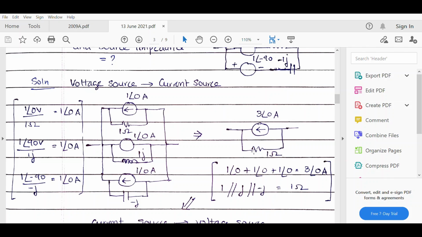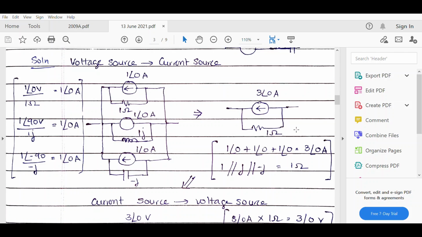Now to find the equivalent impedance, we do the parallel combination of these 3 impedances, 1 ohm parallel to J parallel to minus J, which is nothing but 1 ohm. So this is the equivalent current source in parallel with the equivalent source impedance.